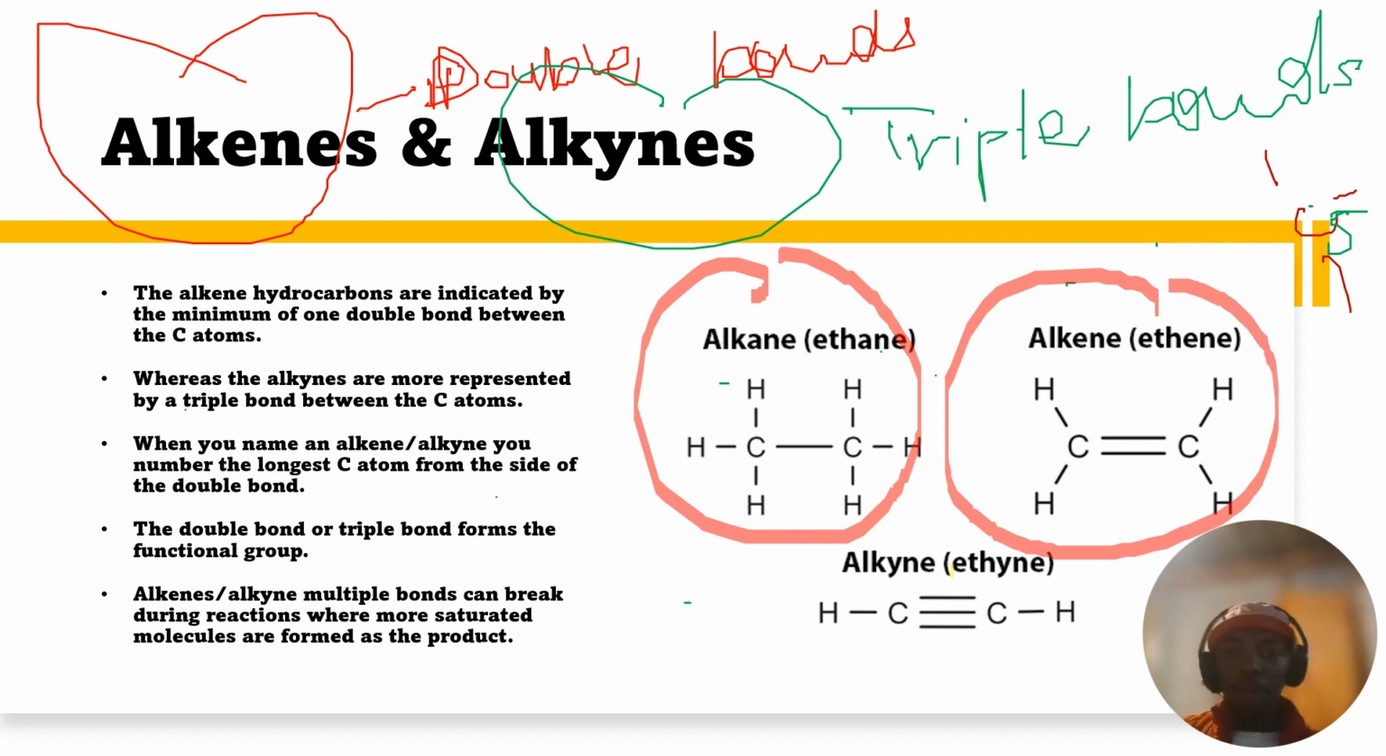You see, there's a double bond between this carbon atom and this carbon atom. And then we have our third compound, which is ethyne, right? It has triple bonds between the C atoms, guys. Right. So you just need to understand this concept, and understand that alkenes, alkynes and alkanes are hydrocarbons.